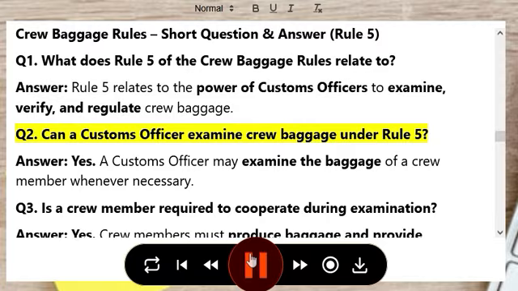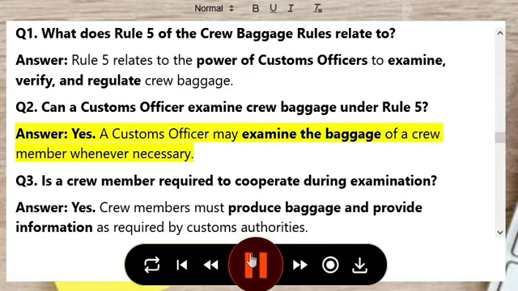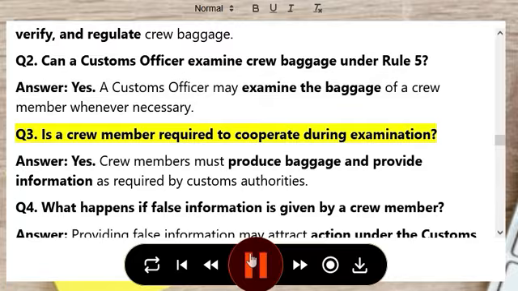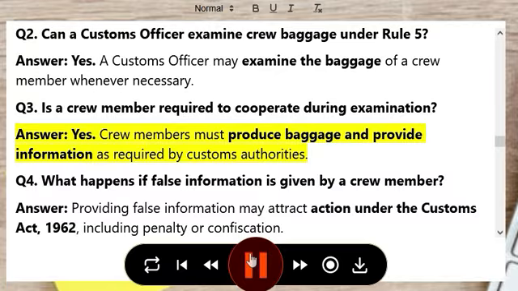Q2. Can a customs officer examine crew baggage under Rule 5? Answer. Yes. A customs officer may examine the baggage of a crew member whenever necessary. Q3. Is a crew member required to cooperate during examination? Answer. Yes. Crew members must produce baggage and provide information as required by customs authorities.